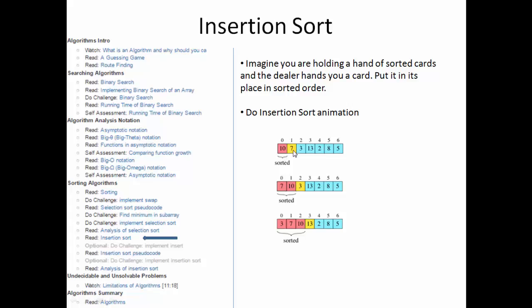Then we look at the next element, which is the 7, and put it in its sorted order, which is before the 10. We can see that here. So now 7 and 10 are sorted, and we're looking at the 3. Put the 3 in. Now 3, 7, and 10 are sorted, we're looking at the 13. And it goes all the way through until sorted is the entire array, and we stop. That's how insertion sort works.